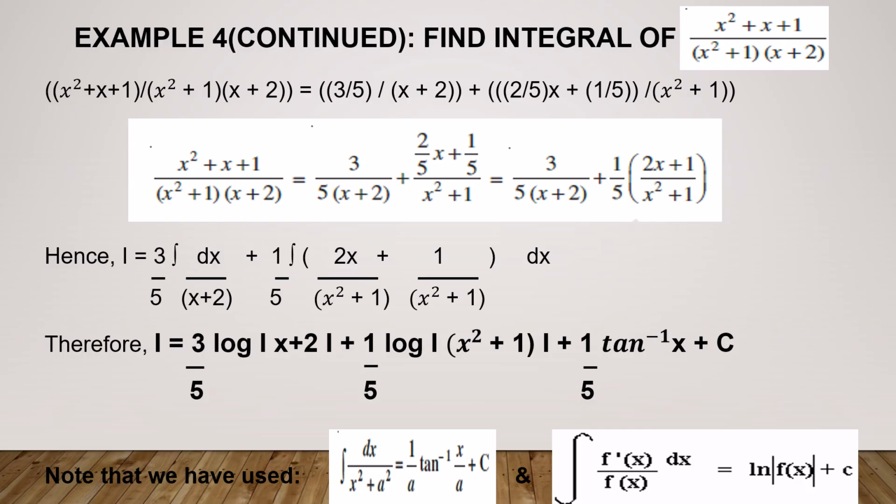The third term is of the type 1 upon x square plus a square. This also we have seen in the last video, integral of some special functions. It is 1 upon a tan inverse x by a. So it will be 1 upon 5 tan inverse of x upon 1, which is tan inverse of x. So ultimately your answer is integral I is equal to 3 upon 5 log mod x plus 2 plus 1 upon 5 log mod x square plus 1 plus 1 upon 5 tan inverse x plus c.